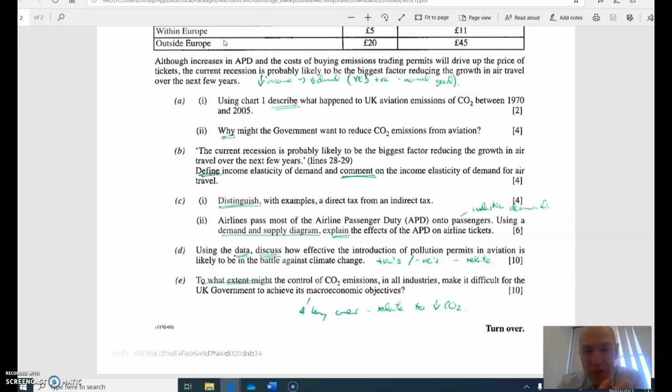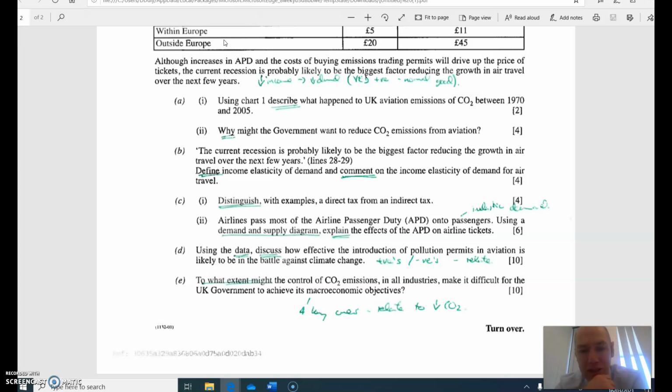C part 1, distinguish with examples a direct tax from an indirect tax. We've actually been looking at that quite recently. C part 2, airlines pass most of the air passenger duty onto passengers. Using a demand and supply diagram, explain the effects of APD on airline tickets. D, using the data. Okay, so again, you're going to clearly be using data a lot. Discuss how effective the introduction of pollution permits in aviation is likely to be in the battle against climate change.